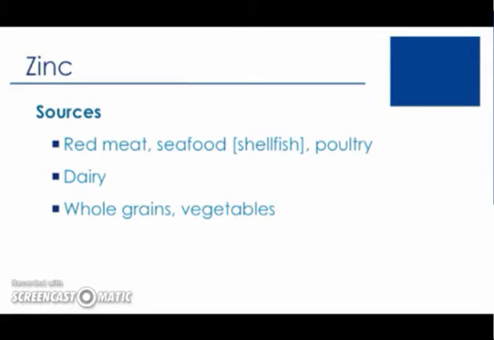Here we see food sources of zinc. So we see that zinc is found in different animal products, red meat, seafood, primarily shellfish, and poultry. Also, we see it's found in dairy and some plant-based foods, including whole grains and some vegetables.